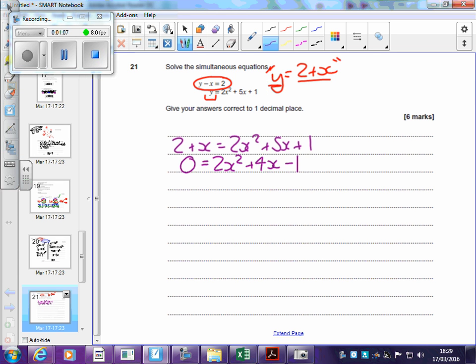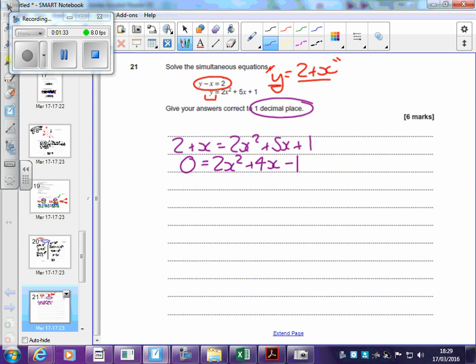Now, usually these questions would be nice and they would factorize, but they're giving you a clue that that's not going to happen in this one by the fact that your final answer is going to be to one decimal place. Okay, so we've got two choices. You can either complete the square, in which case you'd have to divide by 2 first, because you can only do that when the x squared hasn't got a number in front of it, or you can use the quadratic formula, which is what I'm going to do.